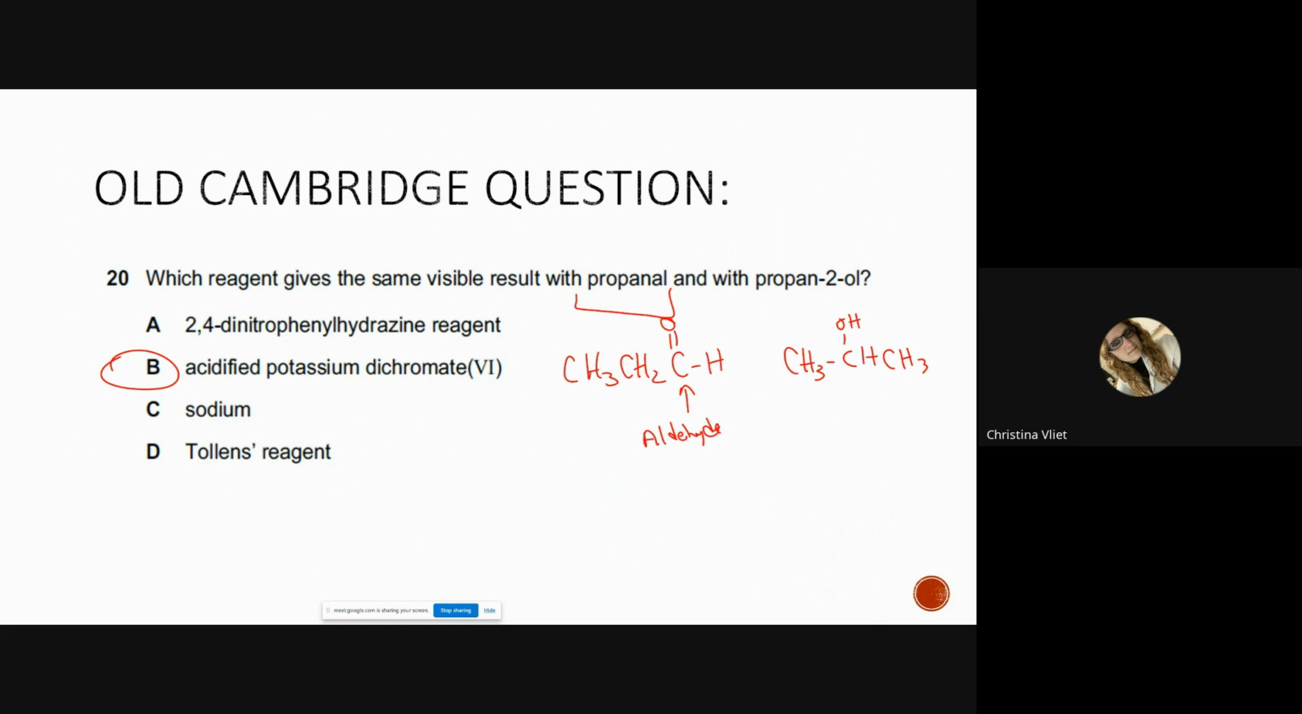Because this is K2Cr2O7, which oxidizes alcohol and oxidizes aldehyde, right? The aldehyde would turn into a carboxylic acid. Just to give you the result. This is with K2Cr2O7. And what would K2Cr2O7 do to this? What would it turn into? Go ahead.